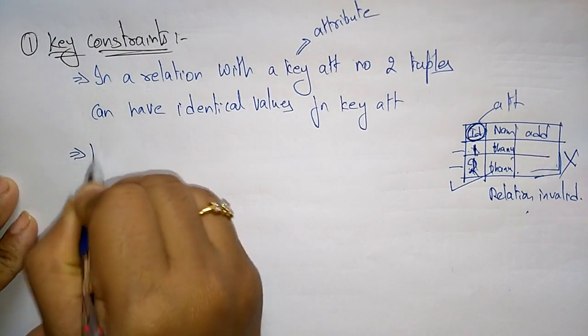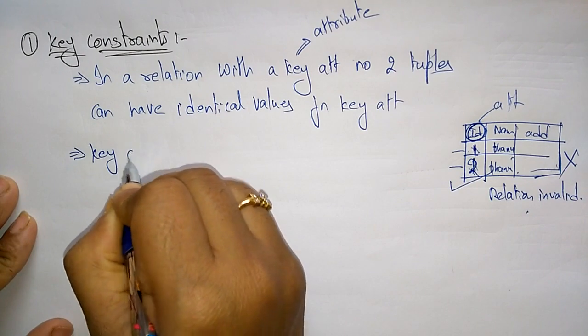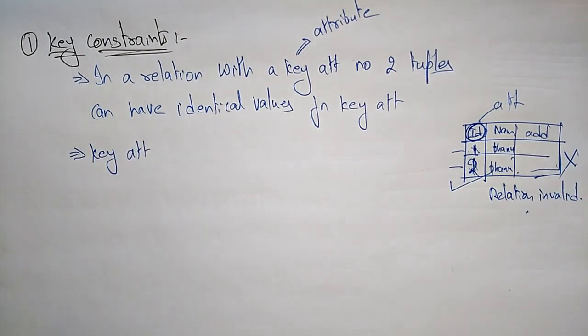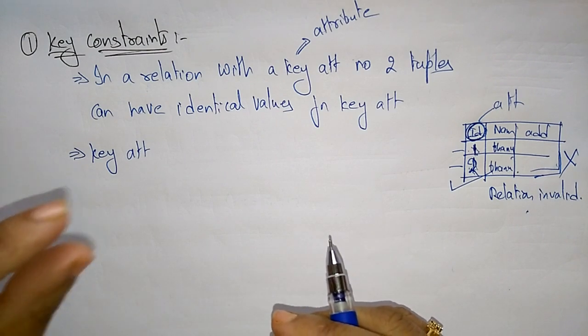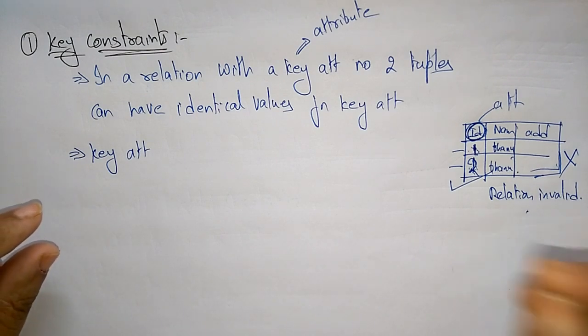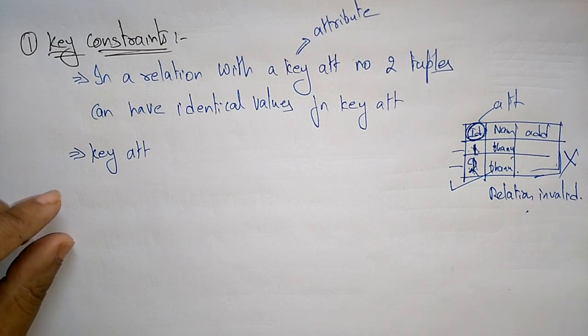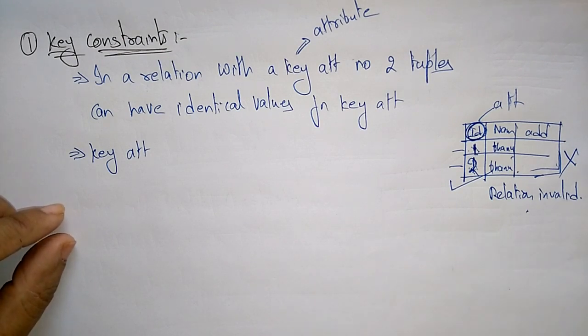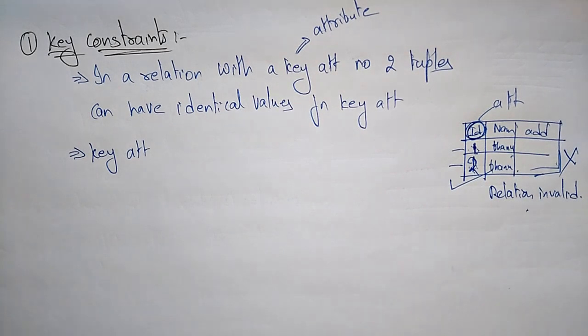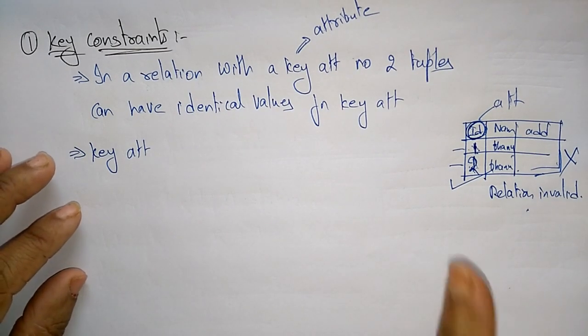And next, key attribute. Actually, while seeing it is somewhat complicated, but if you know the terms, if you know what an attribute is, what a tuple is and what a relation is, the basic terms, then it will be clear for you and you will not get confused while you are creating the table.